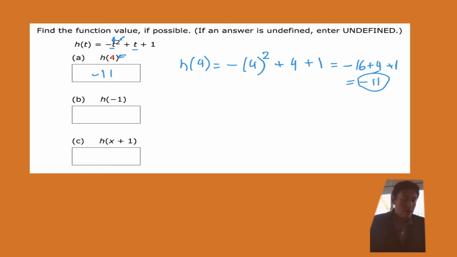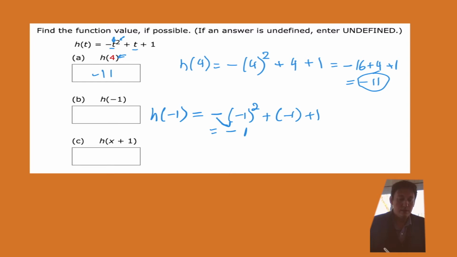All right, for part B, we're going to do the same thing. So you're going to plug in negative 1, which makes it a little trickier with the negative signs. We just have to be careful. h of negative 1. We have the negative that comes from the formula again. T becomes negative 1, that's squared, plus negative 1 again instead of t, and then plus 1.